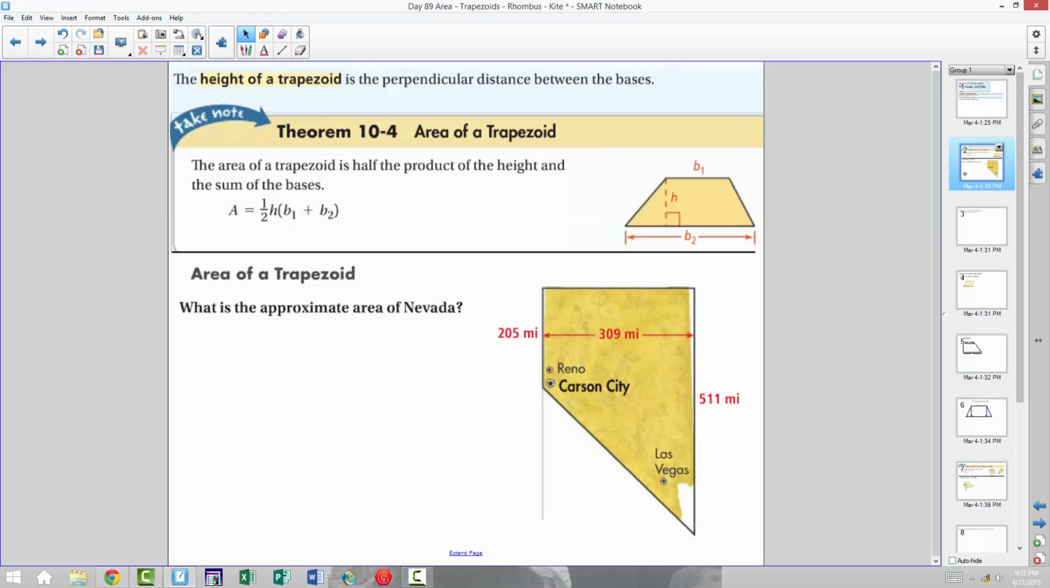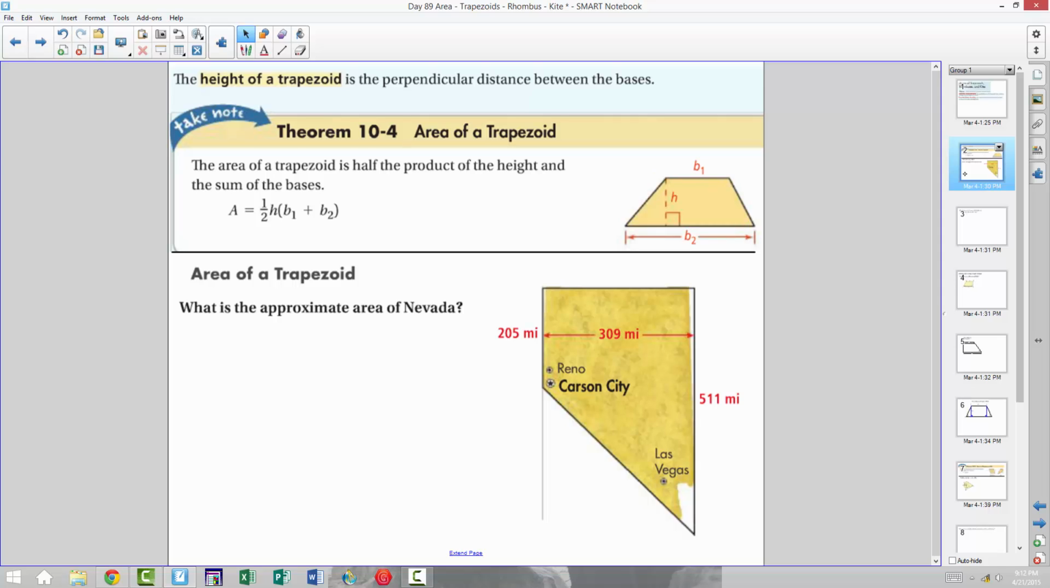The height of a trapezoid is the perpendicular distance between the bases. Therefore, the area of a trapezoid will be half the height times the sum of its bases. So half times the height times the sum of the bases, where the height is the perpendicular distance between the bases.